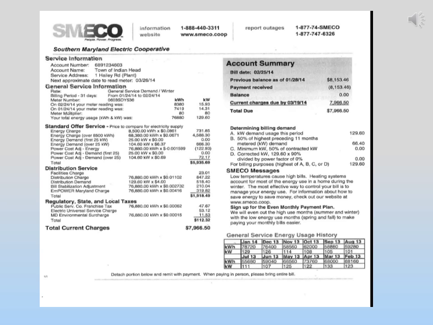There is a structure which allows for usage over 8,500 kilowatt hours at a different rate, and that is what they did in this case here. As we look at this bill, we can see that they had 68,380 kilowatt hours over the 8,500. If we took the 76,880 total kilowatt hours minus the 8,500 kilowatt hours, that equals 68,380 kilowatt hours that they are charged 0.0671 cents per kilowatt hour.